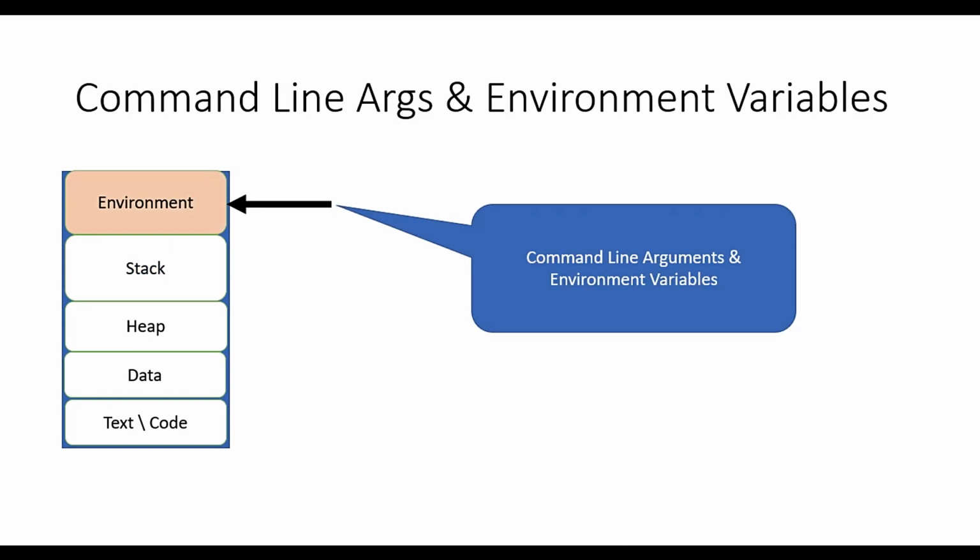Next we'll see the topmost section in the process. It basically holds the command line arguments and the environment variables. Command line arguments are the ones that you pass when you run the program over the command line. All arguments that are passed as parameters to the main function are stored here. And also your operating system's environment variables are stored in this part of memory, which is accessible to your program.